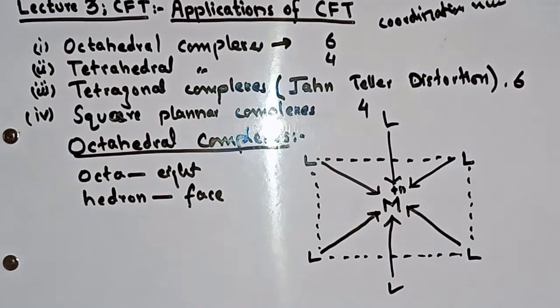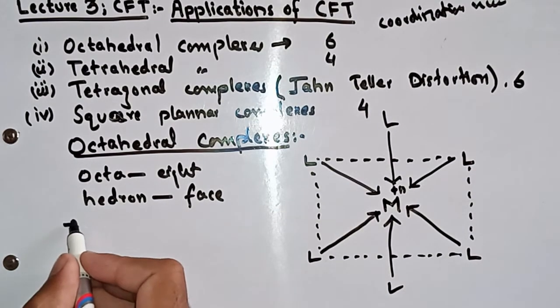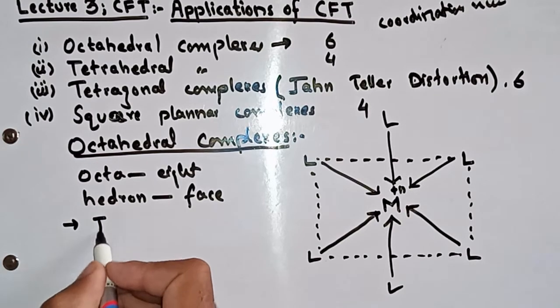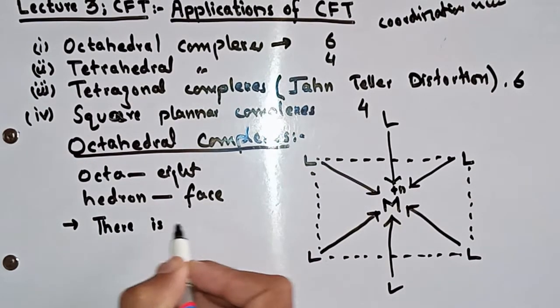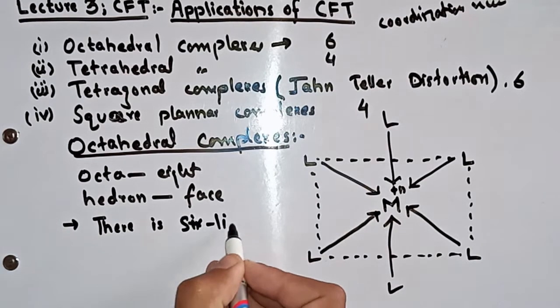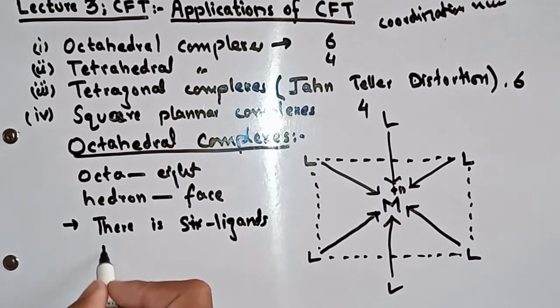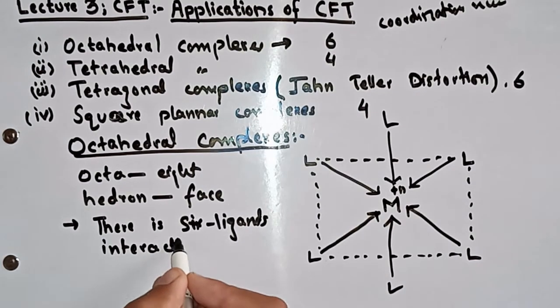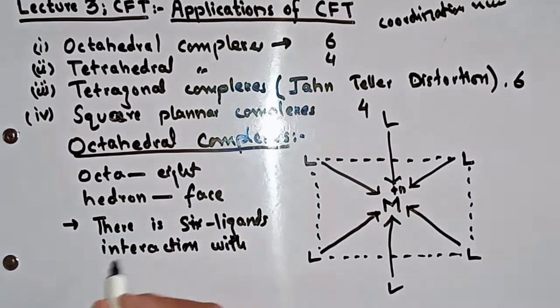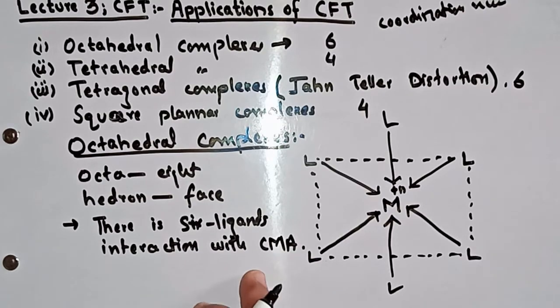So how is crystal field theory involved in this shape, in this geometry? There are six ligand interactions in this complex, in octahedral complexes. There are six ligand interactions with the central metal atom. CMA stands for central metal atom.